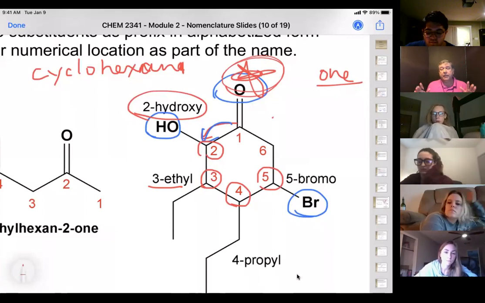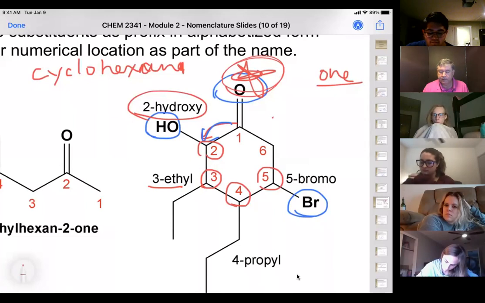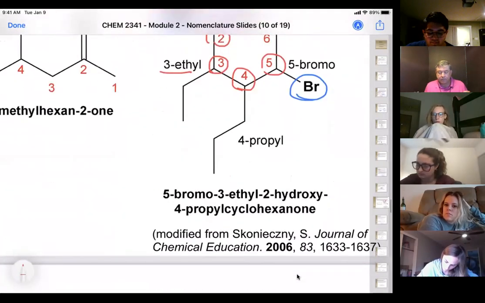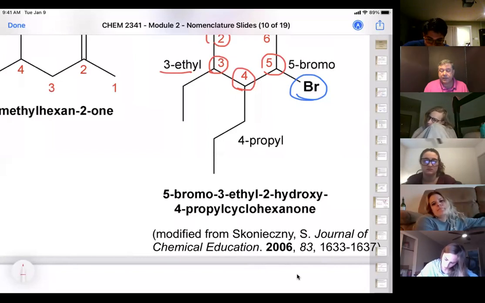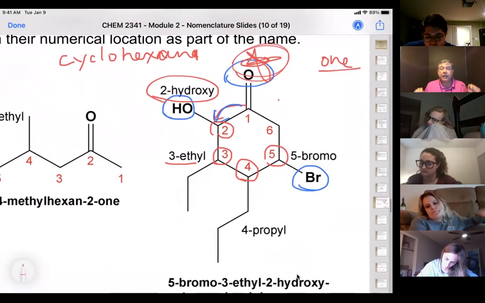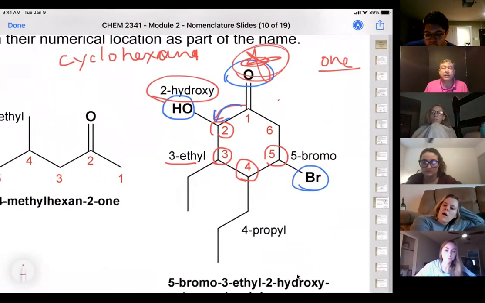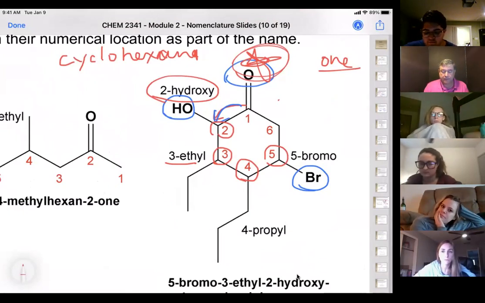So I think it's going to be, let's see, 5-bromo, 3-ethyl, 2-hydroxy, 4-propyl, cyclohexanone. Let's see if we're right. 5-bromo, 3-ethyl, 2-hydroxy, 4-propyl, cyclohexanone. So we followed the same rules every time right there, and we can name very complex chemicals now just by following those rules.